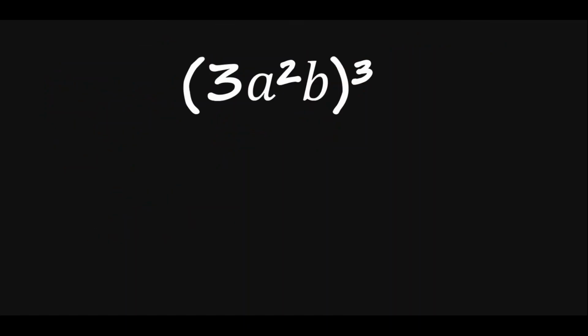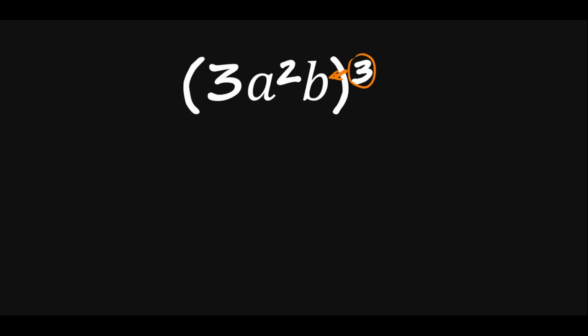Now, for this question, 3a squared b all raised to the power 3. First of all, don't make the mistake some students make. Because you are seeing this raised to the power 3 close to b, doesn't mean it belongs to just b. As you can see, the 3a squared b is in a bracket before the raised to the power 3. So it tells you that that power of 3 belongs to all of them in that bracket.